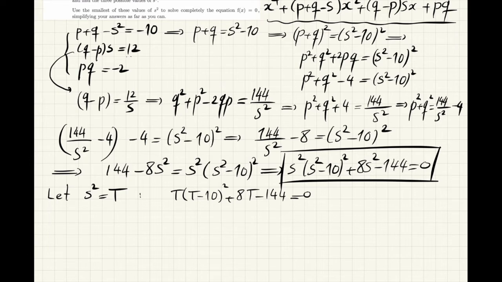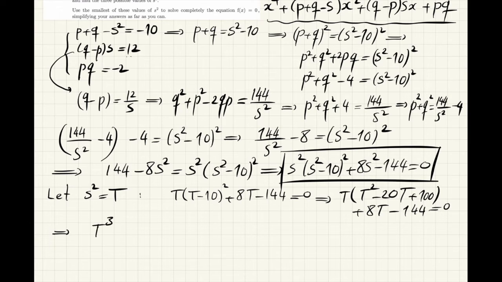One way of solving this probably is to just expand this. So this becomes the first one to the 2 minus 2 times the first one times the second one plus the second one to the 2, and then I have plus 8t minus 144 equals to 0. And if I expand that, it becomes t to the 3, and then I will have minus 22t squared, and then I will have 100t plus 8t is 108t, and then I have minus 144 equals to 0.